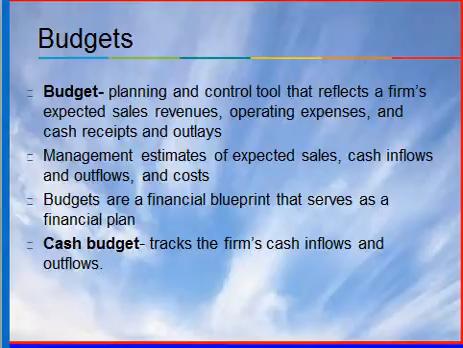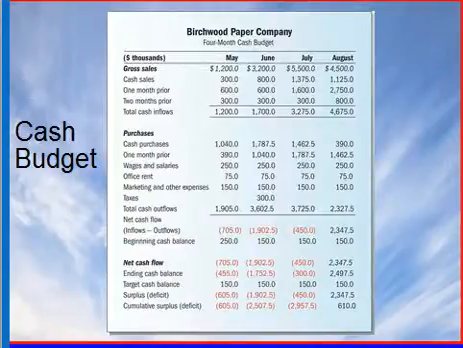A cash budget tracks the firm's cash inflows and outflows. Here's an example of a cash budget. As you can see by the negative numbers in red, we have a shortfall in several months. This is useful to know so that we can plan for this temporary shortfall by setting up a loan or a line of credit to get us through.